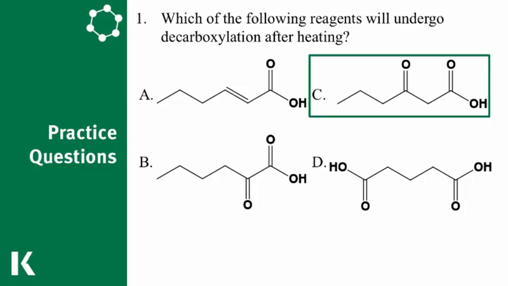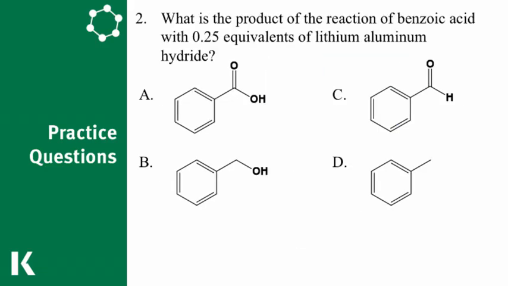Now, we hadn't mentioned heating as a reaction condition until now, but you should still have enough information to figure this question out. The key is in the arrangement of the carbonyls in each answer choice. Only choice C is a beta-keto acid, and so that's our answer. Okay, how about another one?